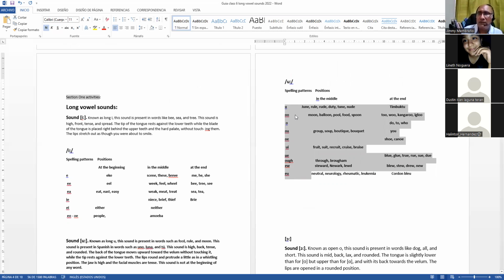For example, in the first one with the U vowel, we have in the middle: June, rule, rude, duty, tune, nude. See, it's a long U sound. And at the end, we have this word, Timbuktu. Timbuktu is a city.